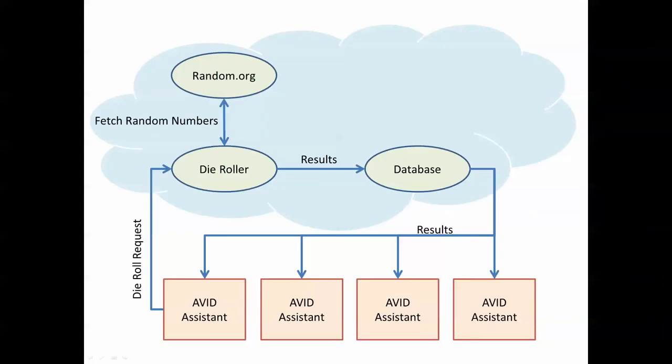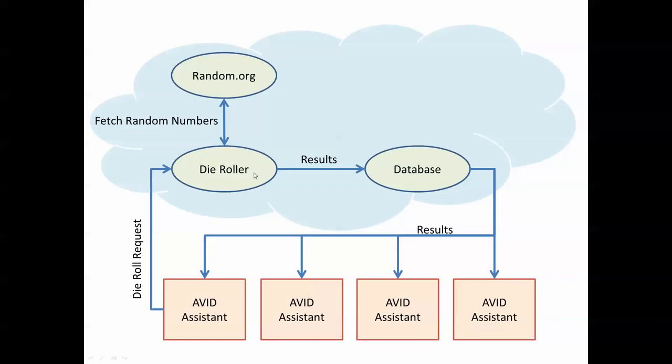So this, voila, lovely little graphic shows how it works. So Avid Assistant slash virtual map, say this one right here, will basically send a request up to the cloud, yay, cloud, to the die roller function. The die roller function will then grab some random numbers from random.org. Check out random.org, awesome website for getting random numbers because they actually use weather patterns as a random generator.